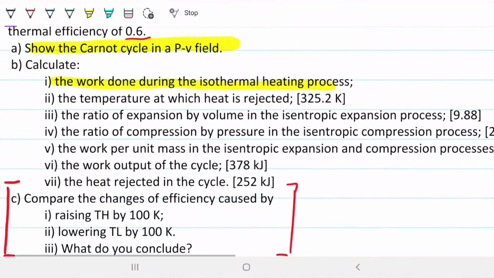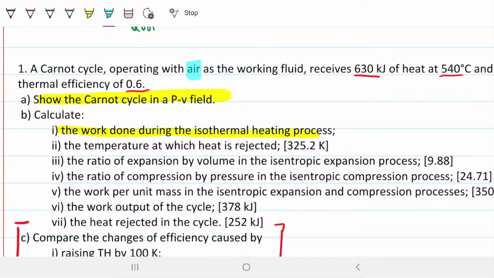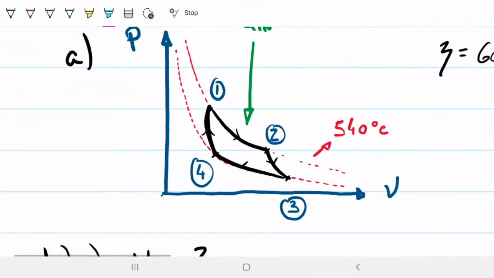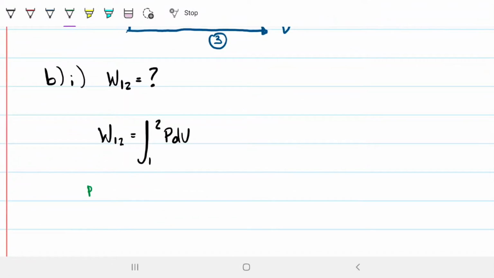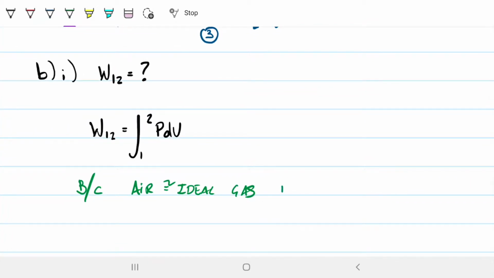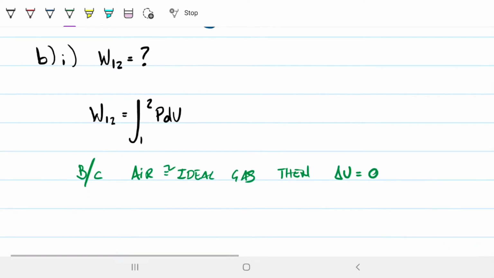What we do know is that this is air. This is something that I should have highlighted before, but let me go ahead and put air inside this guy here so that we are always remembering that this is working with air. Great drawing skills. Because air can be approximated to an ideal gas, then we know that our delta U will be 0.